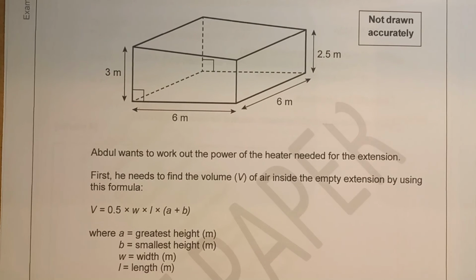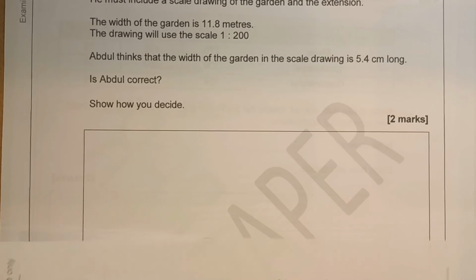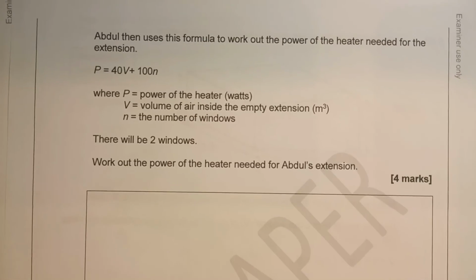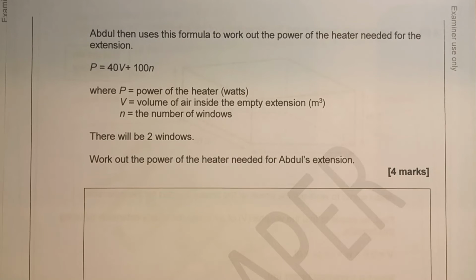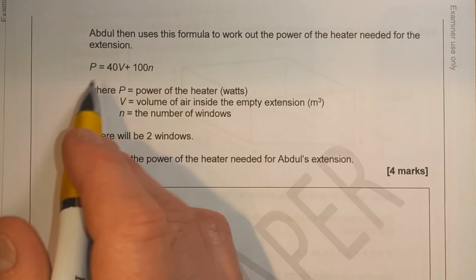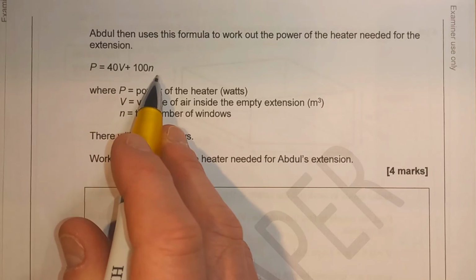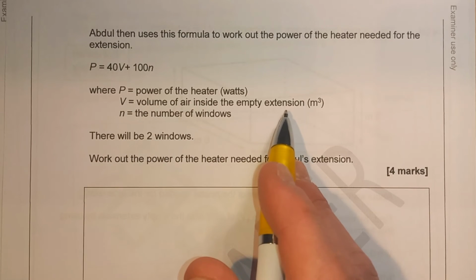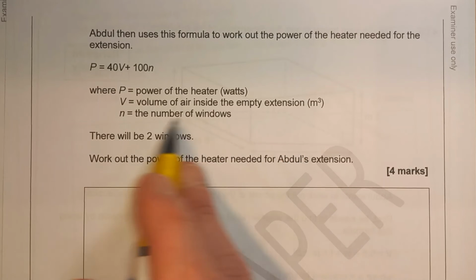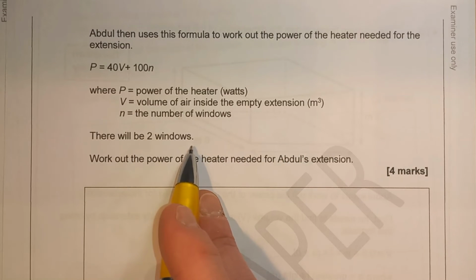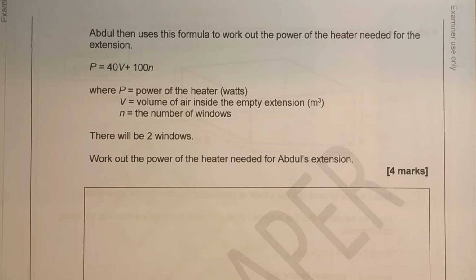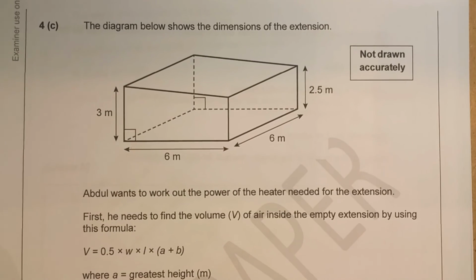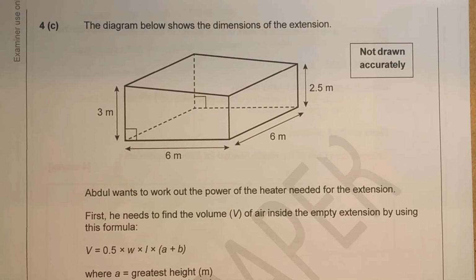Now if we turn over, we can see what the actual question is. It says, Abdul then uses this formula to work out the power of the heater needed for the extension. The power is P equals 40V plus 100N, where P equals the power of the heater, V equals the volume of the air inside the empty extension, and N equals the number of windows. There will be 2 windows. Work out the power of the heater needed for Abdul's extension. Well, we need the volume, so I'm going to turn over and work out the volume on here first, and then we'll do the other bit afterwards.